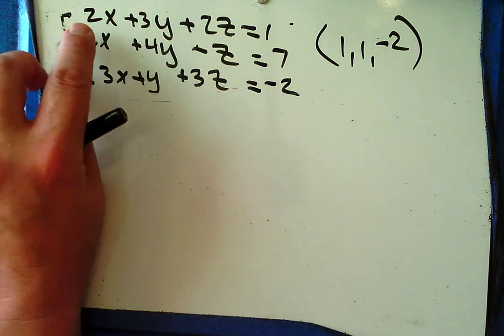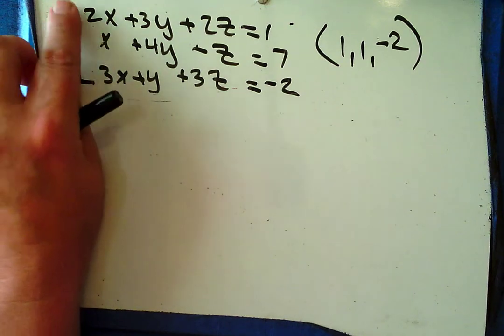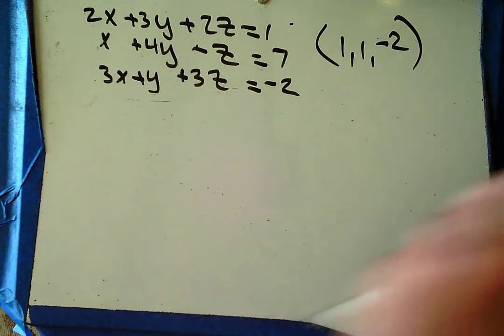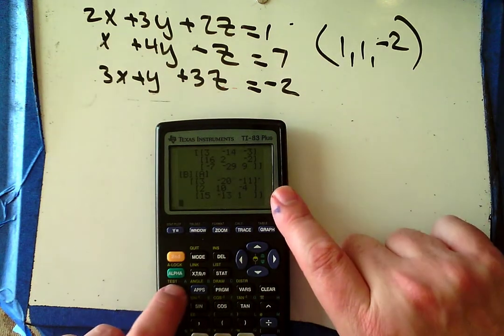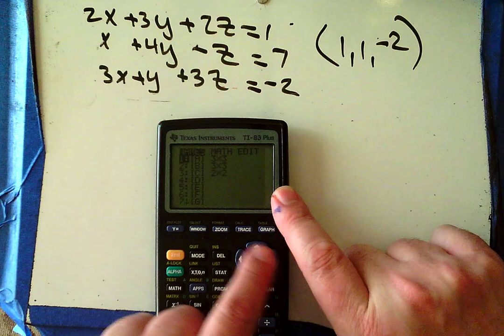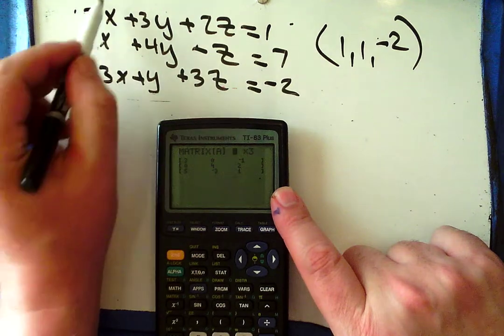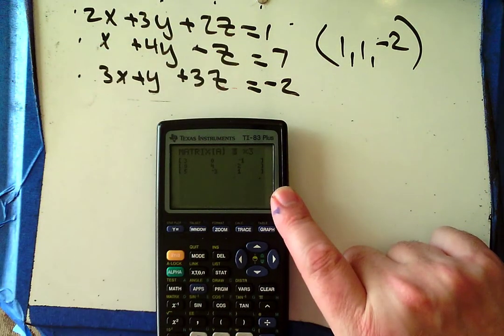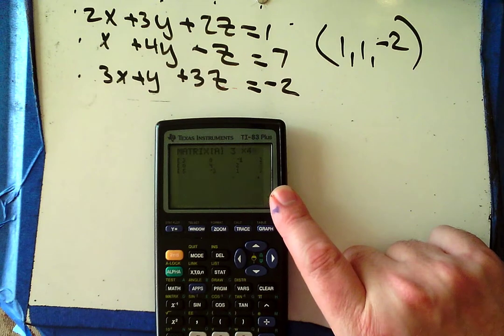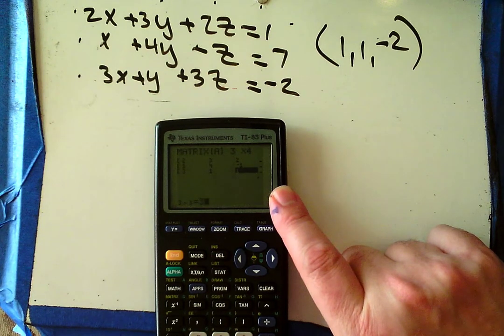I think I did a positive one here, yes. Okay, so we'll type in our augmented matrix, so go back to matrix, and we want to go over to edit, and we're going to edit A. Now we've got 3 rows, but 1, 2, 3, 4 columns. So this is a 3 by 4. And we'll type in 2, 3, 2, and then the answer 1. And then 1, 4, negative 1, and 7. And 3, 1, 3, negative 2.